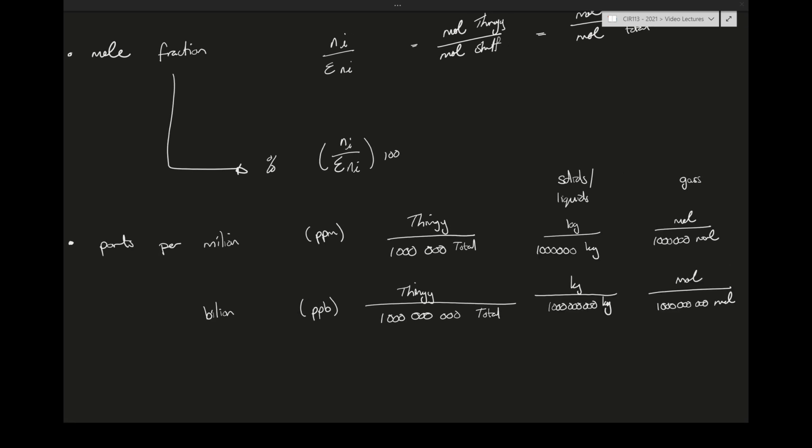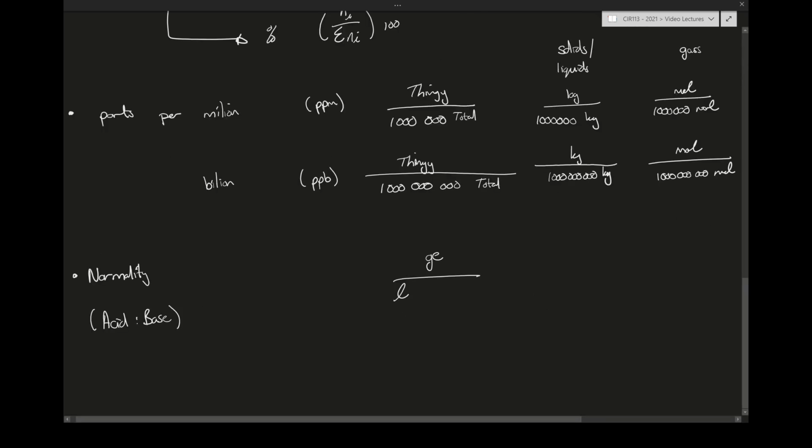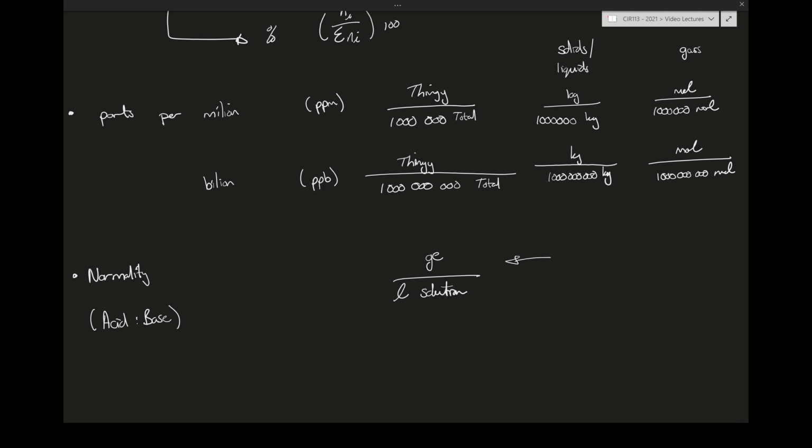Now, the last concentration I want to talk about today is a special version of molarity, and we refer to this as normality. This is specifically for acid and base reactions. We express the normality as the gram equivalence per liter of solution. And this gram equivalent is the focus point of a lot of discussion. It is basically the valence of the acid or the base that is used in the neutralization of the other.